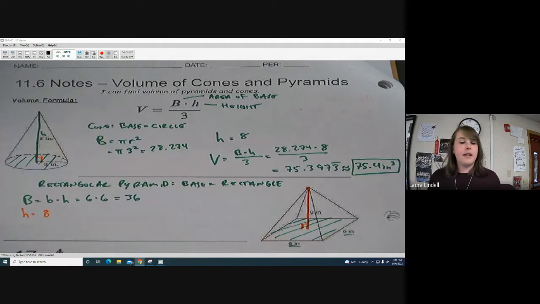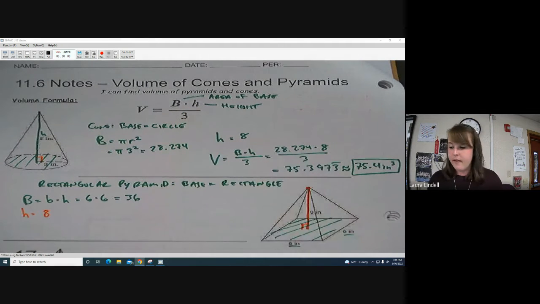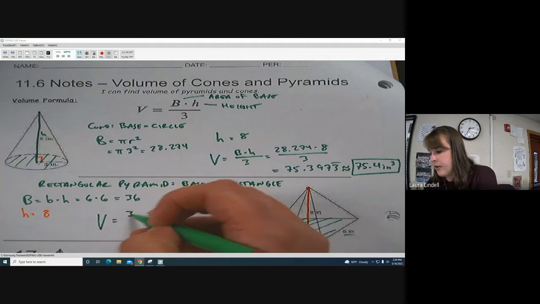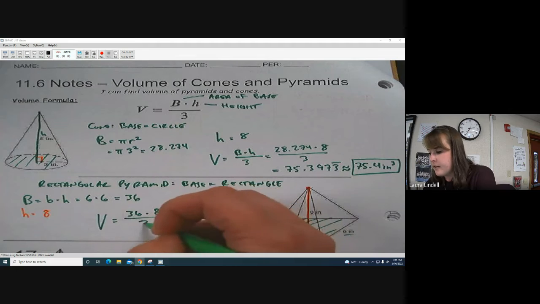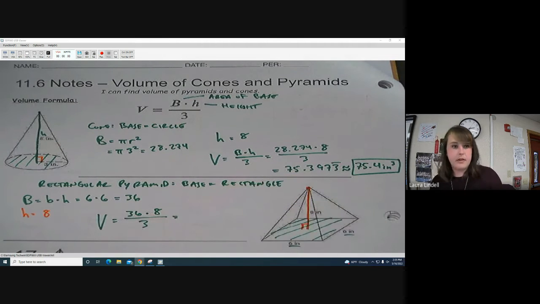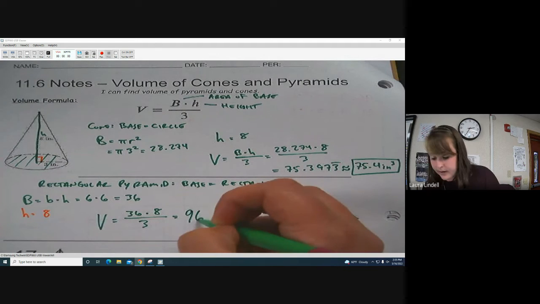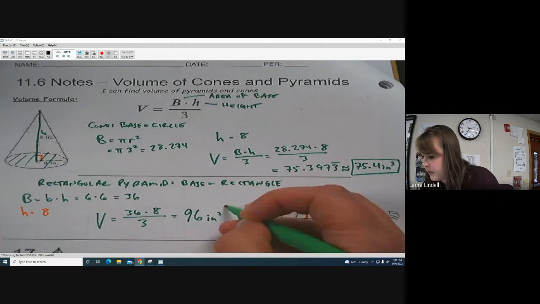Now we do the same kind of thing with the same formula here, area of the base times the height divided by 3 to get our volume. So it's going to be 36 for area of the base times 8 for the height divided by 3. So into the calculator it goes. 36 times 8 divided by 3. This one comes out nice and even. We get 96. And this one is also cubic inches.